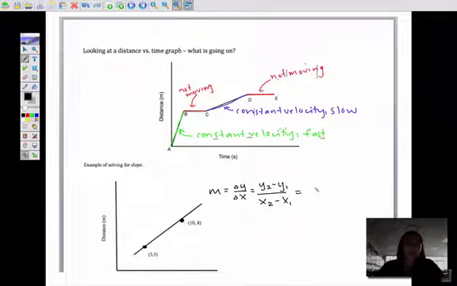In order to relate that to our distance versus time graph, we need to remember that our y value is our distance and our x value is our time. So let's look at this distance versus time graph down here. So our first point is 3, 5. Remember that coordinates go x and y. So we're always going to go left to right.